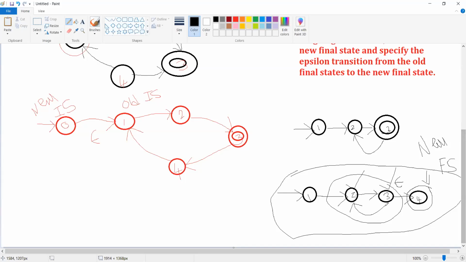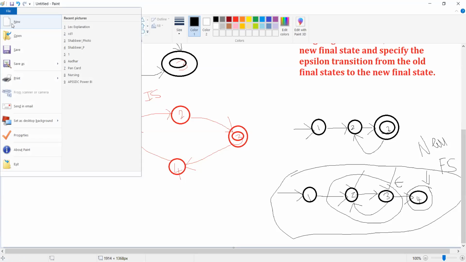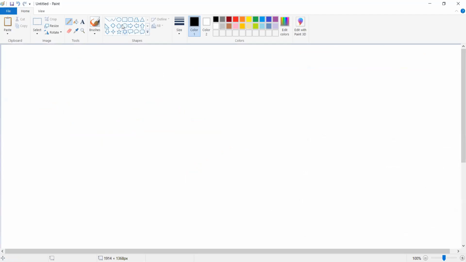Now when we are going to remove a node, here come some very important properties. Let me take a new document. So when we are going to remove the node, please observe. This is one node, and this is one more, and this is one more. So this is state 1, and this is state 2, and this is state 3. Between state 1 and state 2, we have a transition with symbol A, and from 2 to 3 we have a transition with input symbol B.